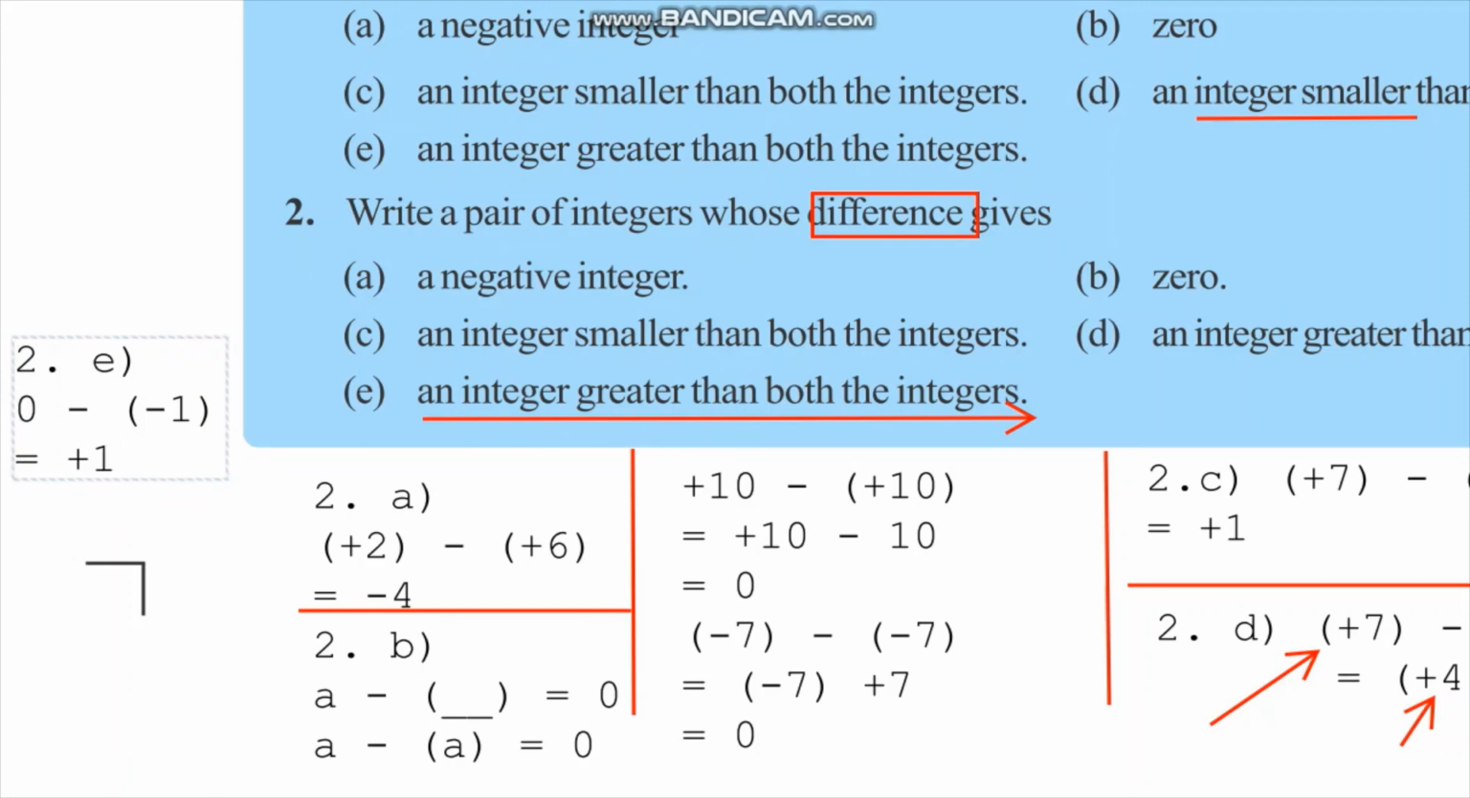Okay, so minus 1 is also less than plus 1 and 0 is also less than plus 1. Therefore, we have found two integers such that their difference is an integer that is greater than both of them. So this is one of the possible solutions to 2e.